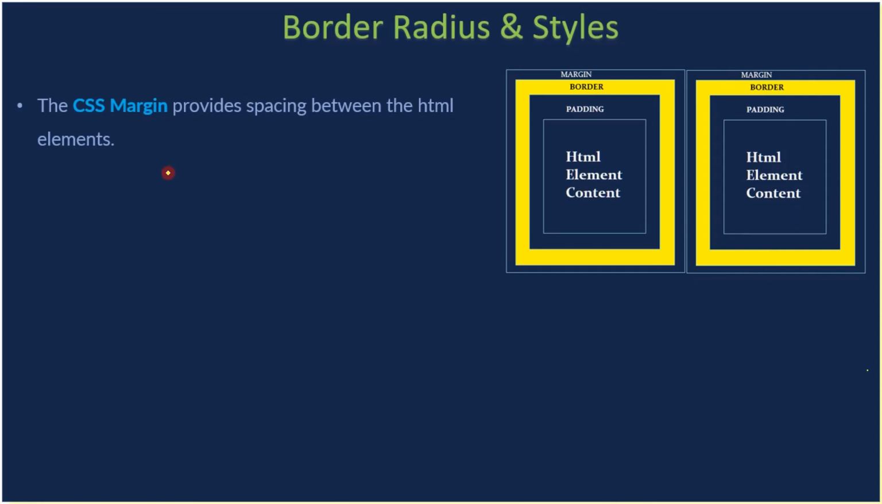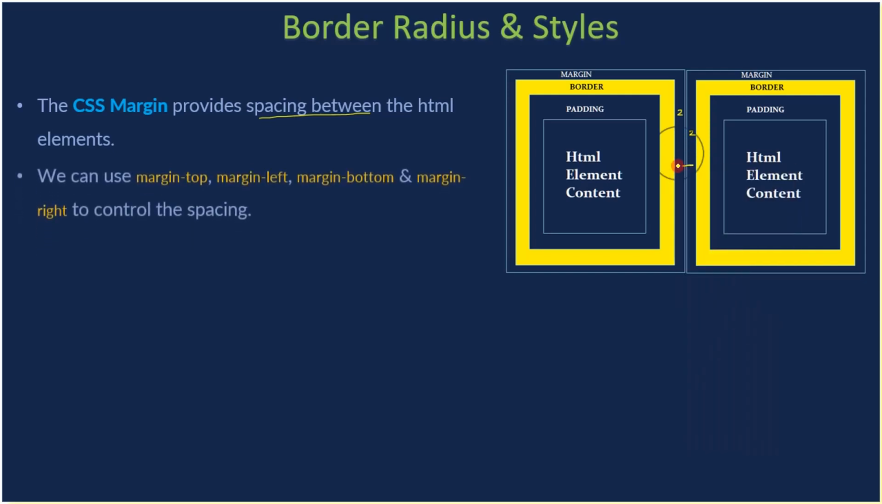So CSS margin provides space, or spacing, between the HTML elements. And if you see here, this is the border, right? And from here we can specify the margin. So if we specify 2 pixel margin, when there is an adjacent element, that will also have 2 pixel, and the elements' borders are placed 4 pixels apart, right?